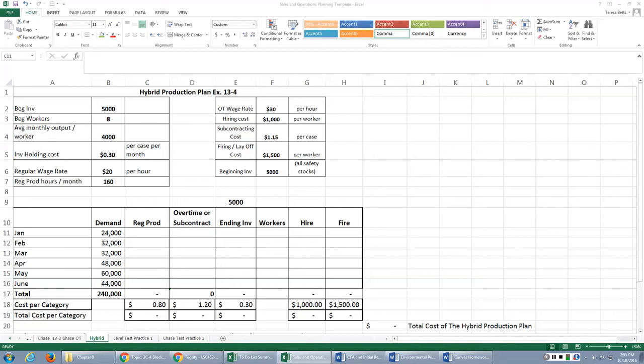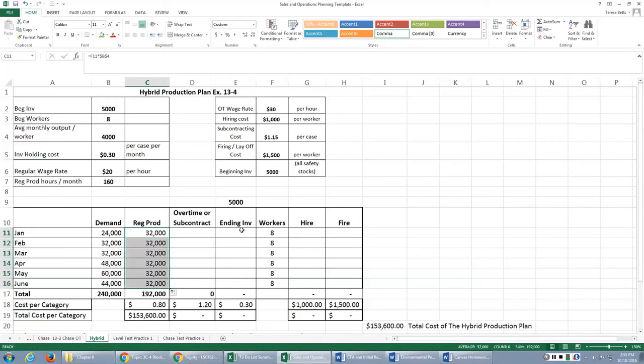So for example, as we look at this hybrid example, we currently have 8 employees. So what if we were to say that in this hybrid approach, we want to always maintain our 8 workers and handle any excess production capacity with overtime? So the first thing I'm going to do is come in here and input 8 workers, right? And so for those 8 workers, they are able to produce 4,000 each month, right? And so that means that each month on regular time, they can produce 32,000, okay?